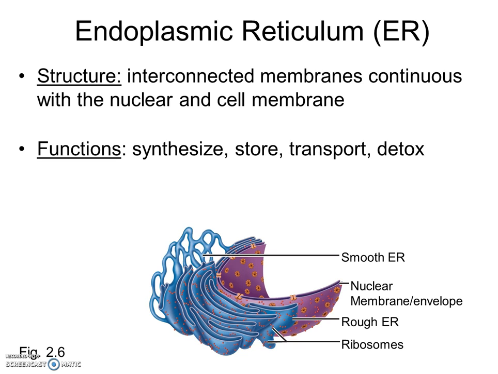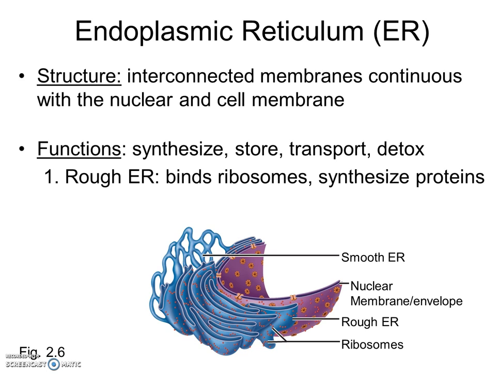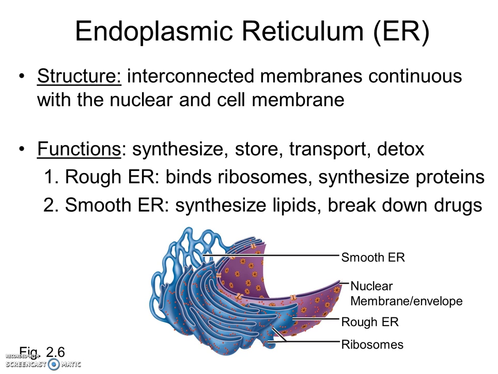Now the functions of the ER, we've got the rough, and we have the smooth. So the rough ER we know synthesizes protein. Turns out the smooth ER can synthesize also. Not protein, but they synthesize lipids. Smooth ER can also store and transport proteins and also help detox, eliminate drugs. So here's a review. Rough ER binds ribosomes and therefore synthesizes protein, and the smooth ER can synthesize lipids and help break down drugs.